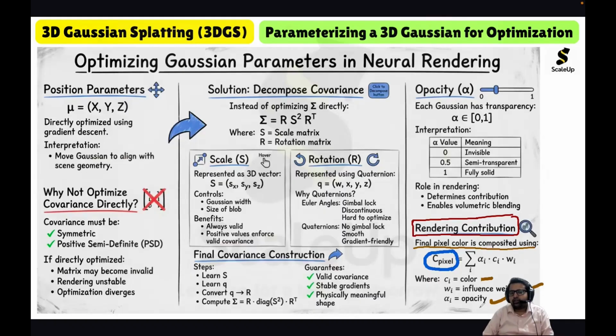Because if we use random values of alpha, the pixel color will be very different. And if we optimize it and find the values of alpha, then the pixel color of the rendered image can be very similar to that of the real image. And that is what optimizing alpha is about.